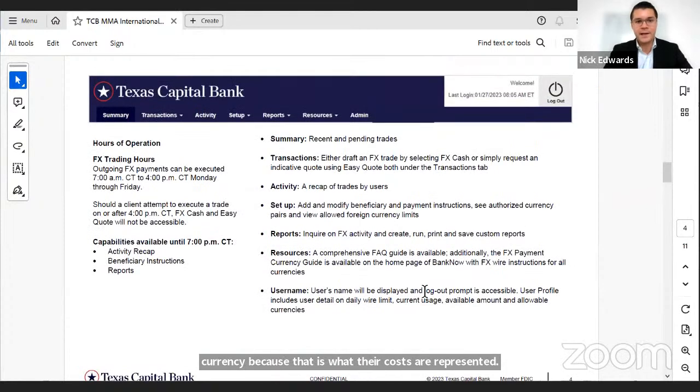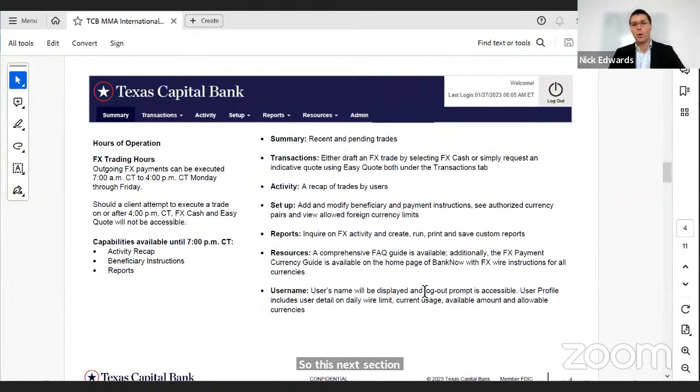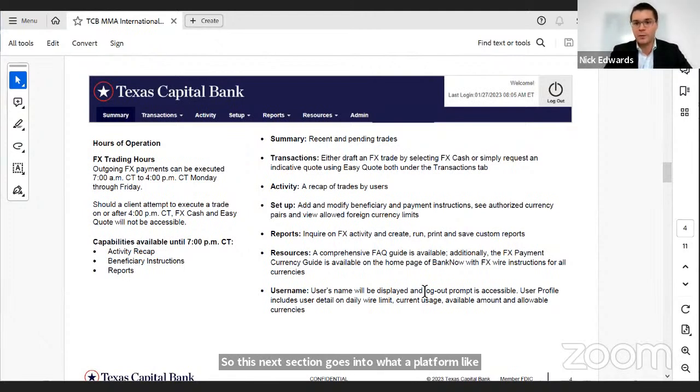So this next section goes into what a platform like Texas Capital's would look like to make those wire payments. So again, using the example of paying a foreign vendor in Chinese renminbi, you would log into this platform, and 24/7, 365, you can go in, log in, and set up any sort of wires, any sort of templates that would allow you to make those payments. And then any questions, we have a service number that can assist.